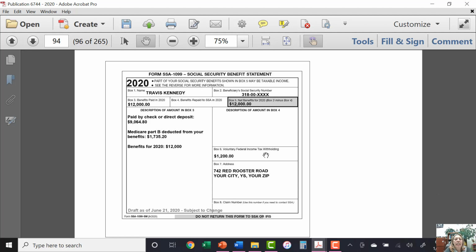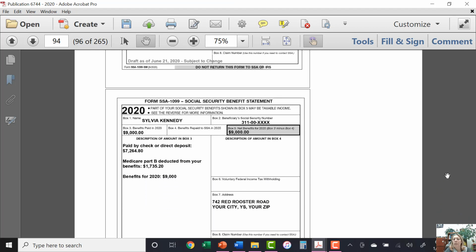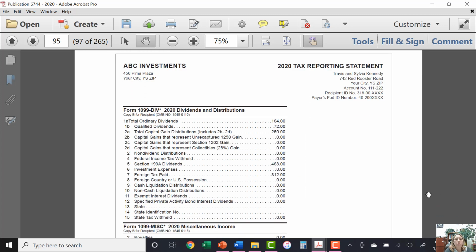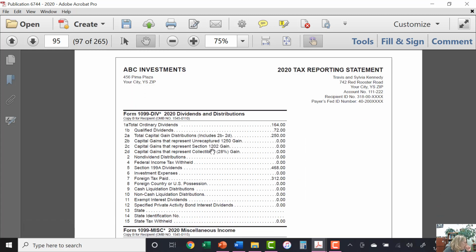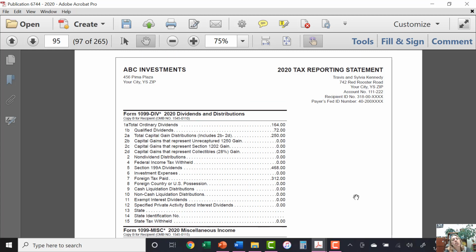And then if there's anything in federal income tax withholding. Okay, a lot of times there's not anything there, but if there is, we want to make sure that we are reporting that. Sometimes you get 2 with married individuals. Okay, so sometimes our 1099 divs and our 1099 miscellaneous and our 1099 interest forms look like this.